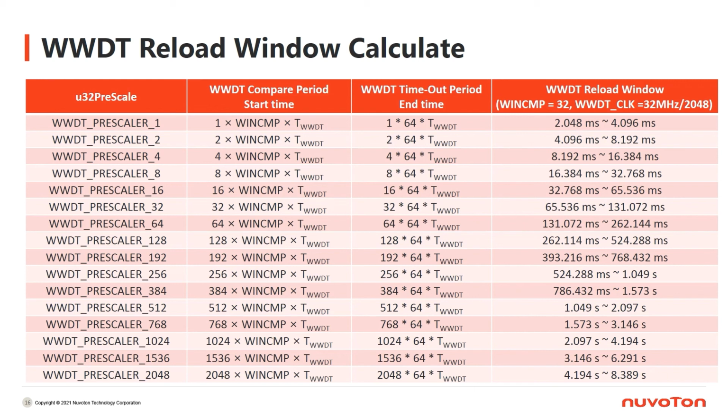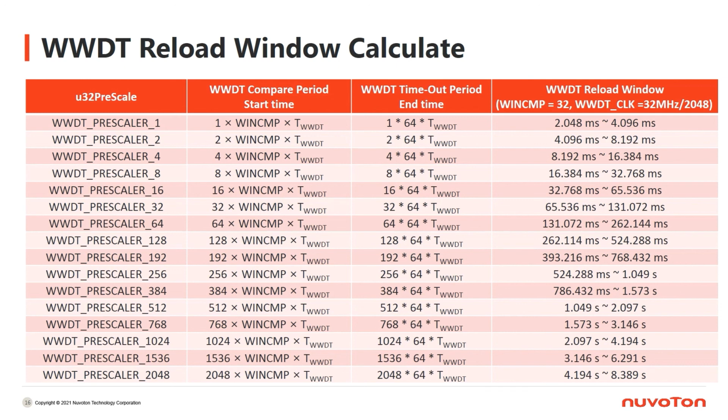The second column is the start time. The third column is the end time. Values in the fourth column are calculated from the second and the third columns. The start time would be the WWDT compare value multiplied by a WWDT clock time. Besides, since there is a prescaler, the time has to be multiplied by the value of the prescale, which is shown in the first column.